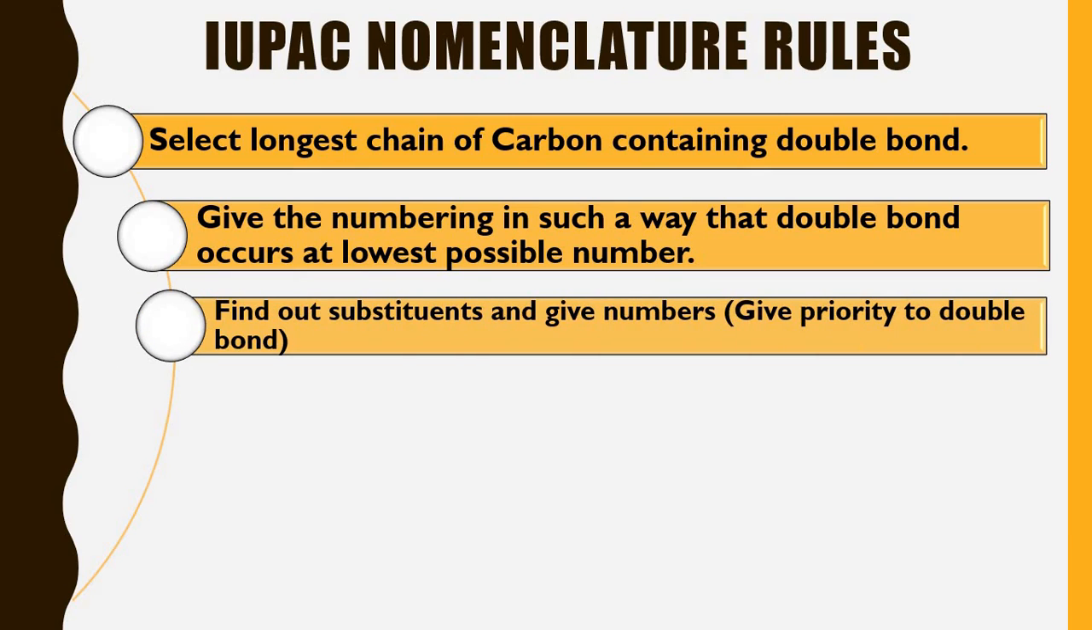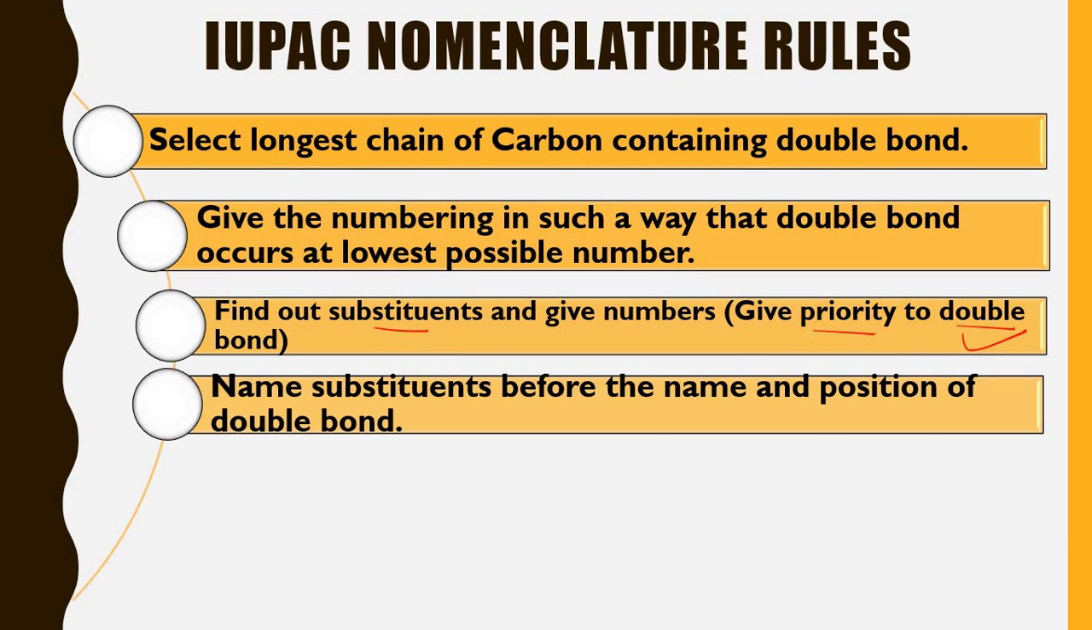Find out the substituents and give numbers. You have to remember that the priority should be given to the double bond. If an alkyl substituent is there, then you have to give the priority to the double bond. Then name the substituents before the name and position of the double bond. Like I have given in one example, the substituent's position is given, that is beta methyl, and then I have given the position of the double bond. Same in IUPAC rules, you have to give the position of the substituent first and then the double bond.